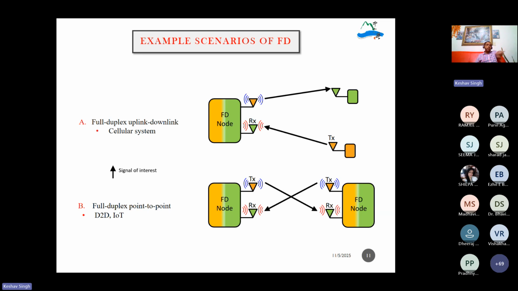If there is no self interference, we can communicate. In full duplex mode, there will be no problem. But now, what is the problem? This self interference. Because the node is transmitting and receiving at the same time.